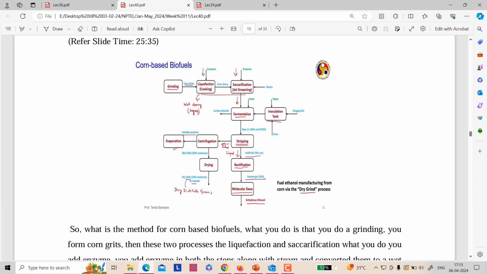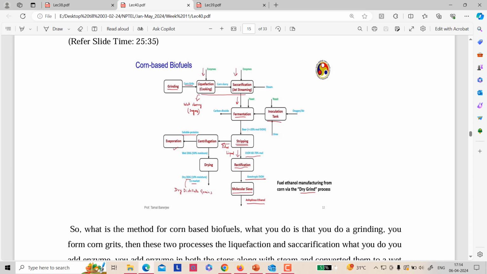Then the wet distillate grains, which are 50% moisture, are collected from the bottom part of the centrifugation, and it is dried and produces dry DDG, that is dry distillate grains. That is only 10% moisture, and that will be sold to the market.